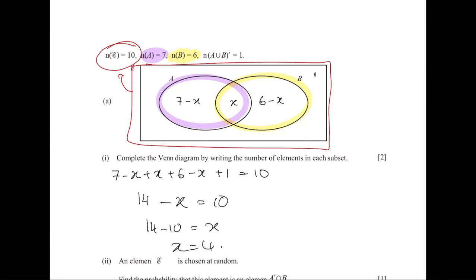So I'm just going to write everything. The answer here would be 4. 7 minus 4 is 3, 6 minus 4 is 2. So just check again. 3 plus 4, 7, plus 2, 9, plus 1, 10.